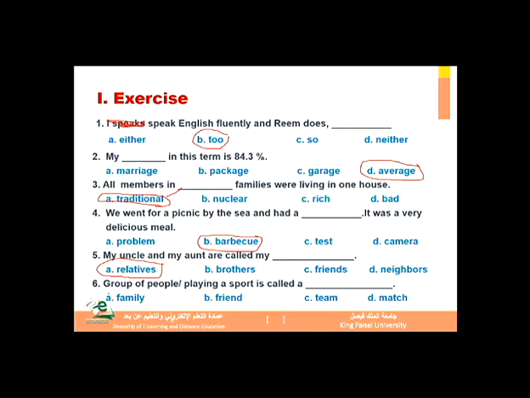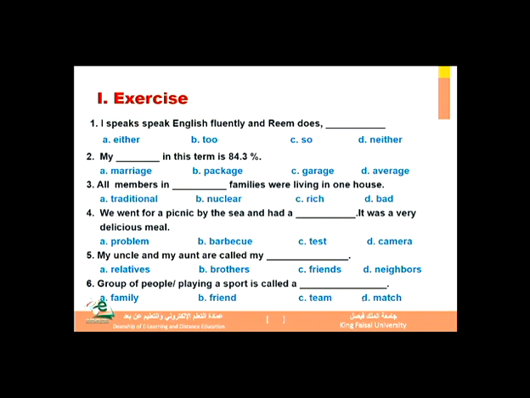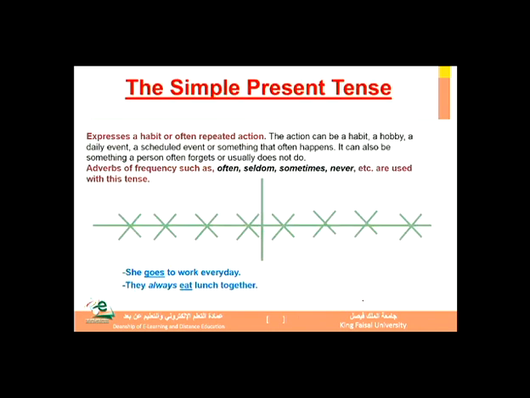Number six, a group of people playing a sport is called a what? A group of players in a team who practice a certain sport are called a team. Okay.